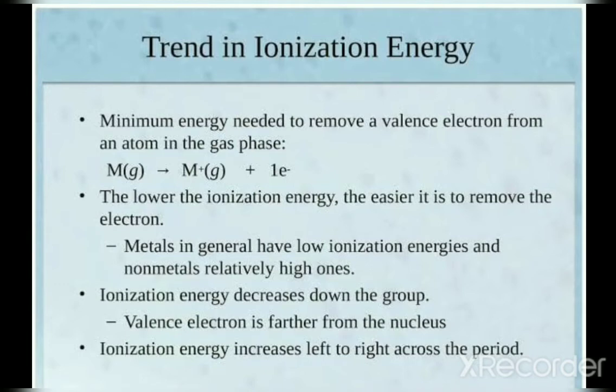Out of metals and non-metals, metals usually have lower ionization enthalpies and non-metals have relatively higher ionization enthalpies. You know that metals have a tendency to lose electrons. So since metals can easily lose electrons, a lesser amount of energy will be required to remove the electron present in metals. This is the reason why we say that metals have comparatively lower ionization enthalpies.